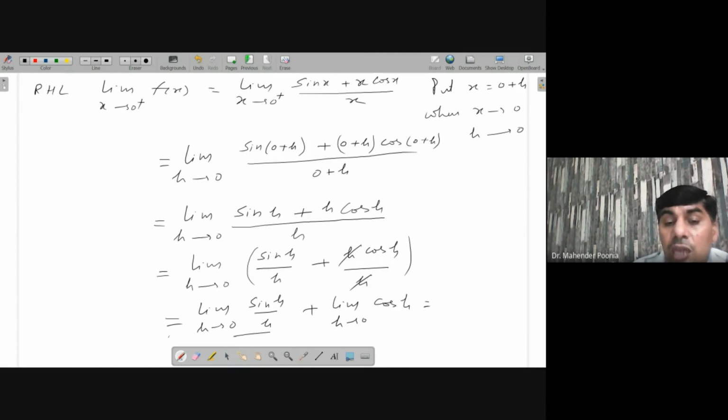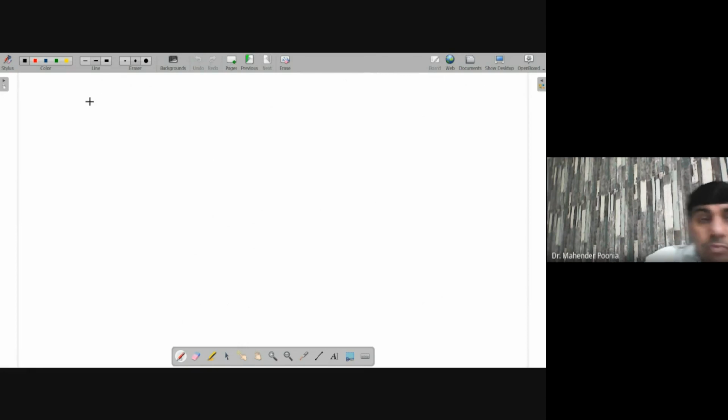Sin h upon h, when limit h tends to 0, becomes 1. And when we put h equal to 0, cos 0 is 1. So the right hand limit is also equal to 2. Therefore, left hand limit is equal to right hand limit is equal to 2.